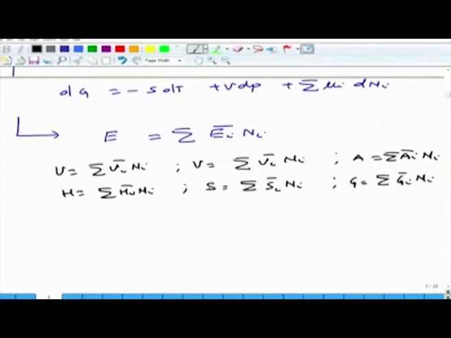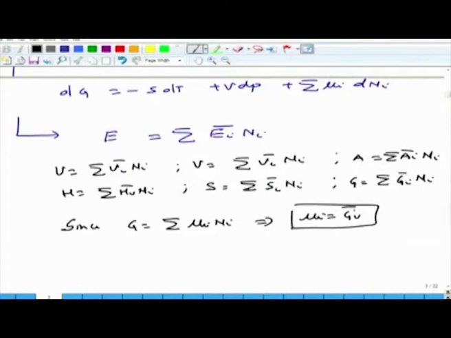So, we can now write any extensive property as a summation of partial molar property multiplied by the number of moles of that particular component, where the summation is over the number of components. Now, since G is the summation of mu i N i, if you compare these two expressions, mu i is G i bar. So, chemical potential is nothing but the partial molar Gibbs free energy of species i.